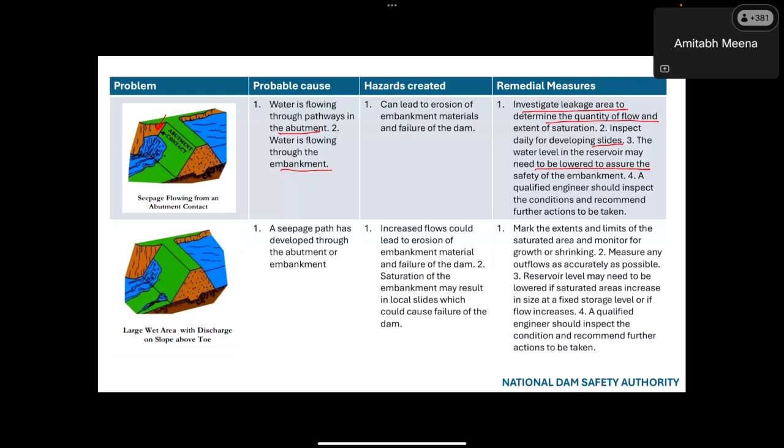Mark the extents and limits of the saturated area and monitor the growth or shrinking. Measure any outflows as accurately as possible. Reservoir level may need to be lowered. Similar things have to be done in this case also.